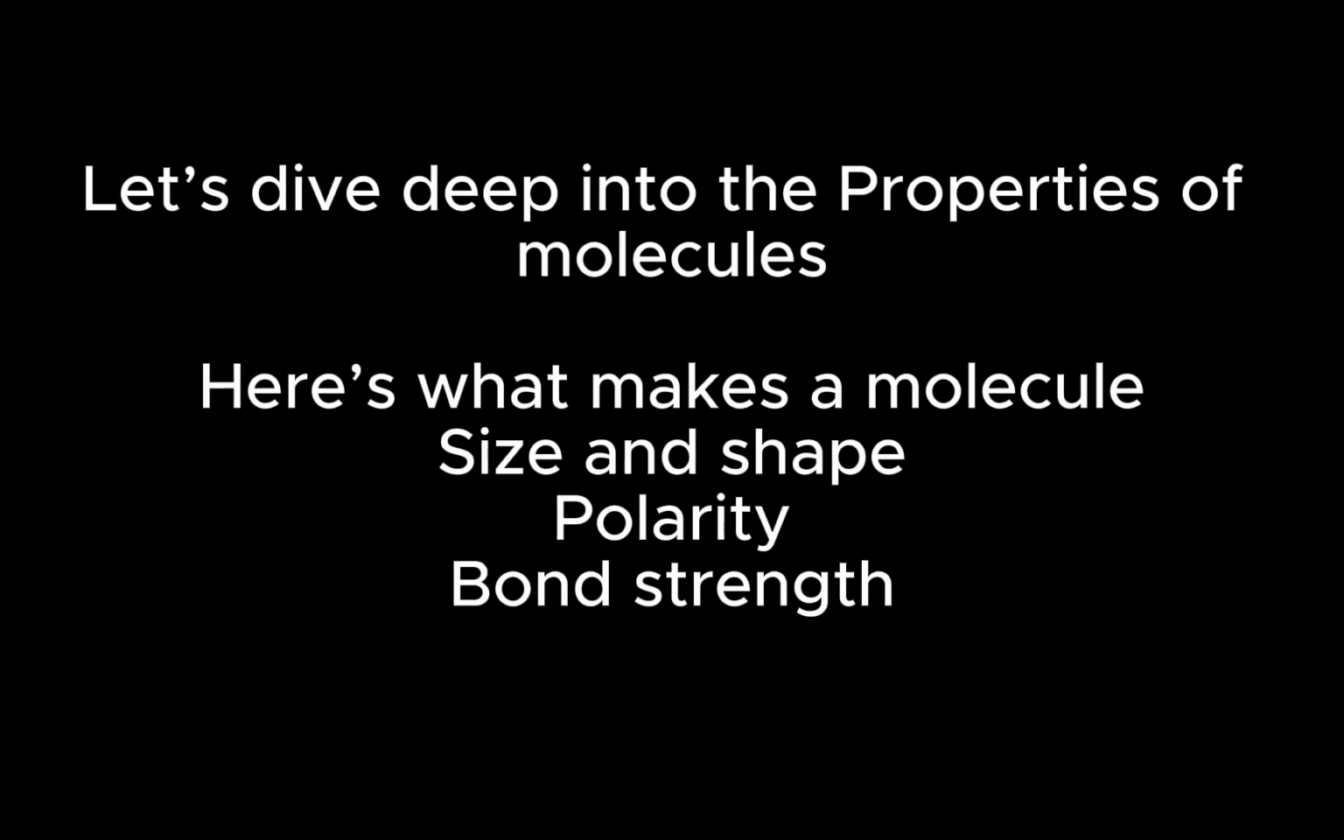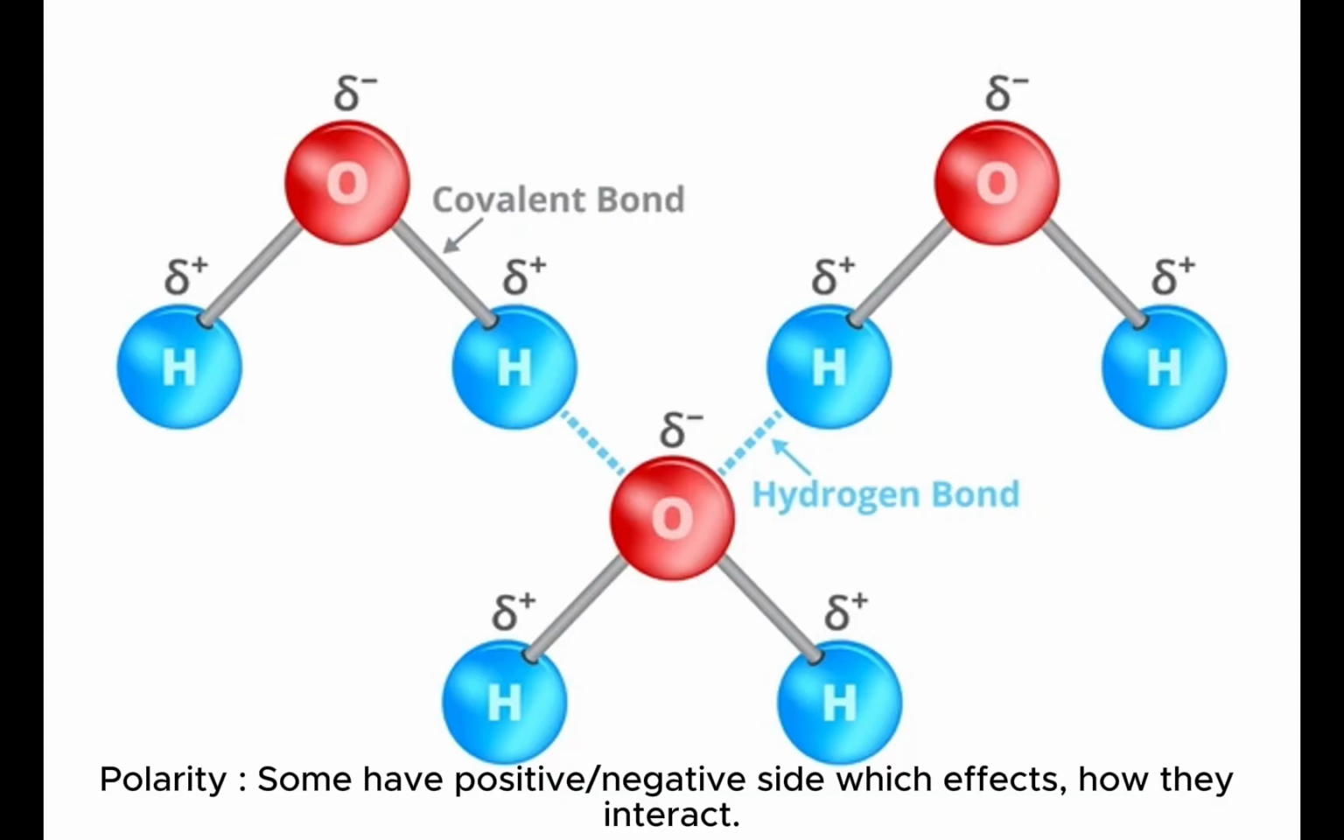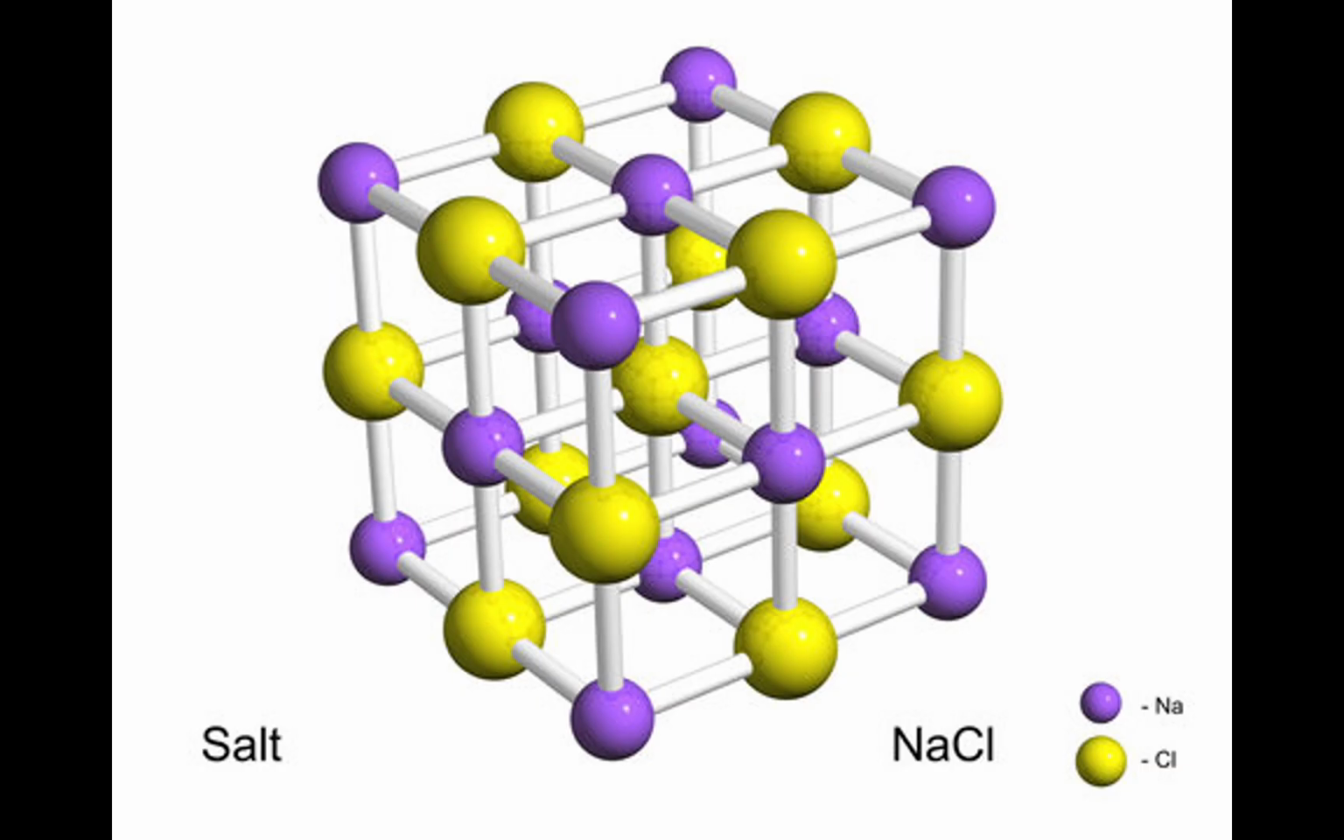Let's dive deep into the properties of molecules. Here's what makes a molecule: size and shape, polarity, bond strength. Size and shape: some are simple like oxygen and others are huge like DNA. Polarity: some have positive and negative sides, which affects how they interact. Then bond strength, which depends on whether the bond is weak or strong.